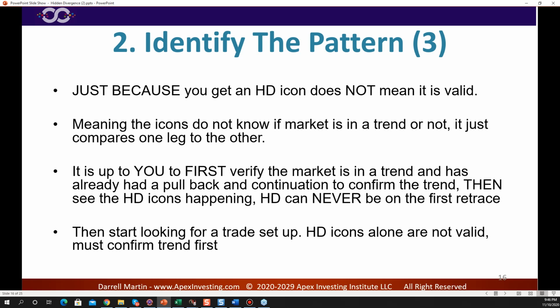Okay, so I'm going to have you stop again, stop typing, stop asking a question, and pay close attention right here, because this will screw you up. Just because you get an HD icon or just because you see an OD that's more than 125% does not mean that's a valid trade. The algorithms are programmed just to compare a last move with this move. The algo has no idea if the market's trending. It has no idea what system you're trading or what walls or levels are in the way. All it's doing is its job. The icons don't know if the market's in a trend. It's just comparing one leg to the other.